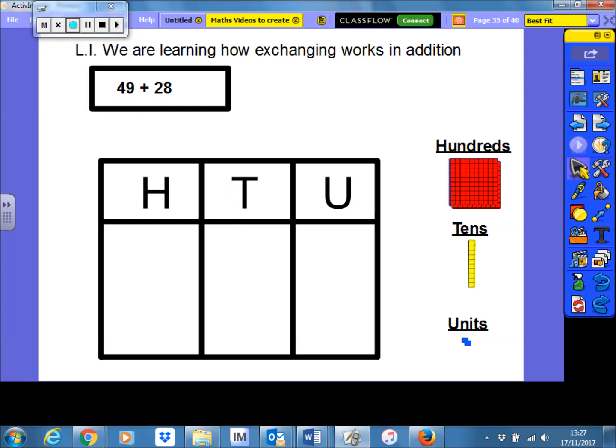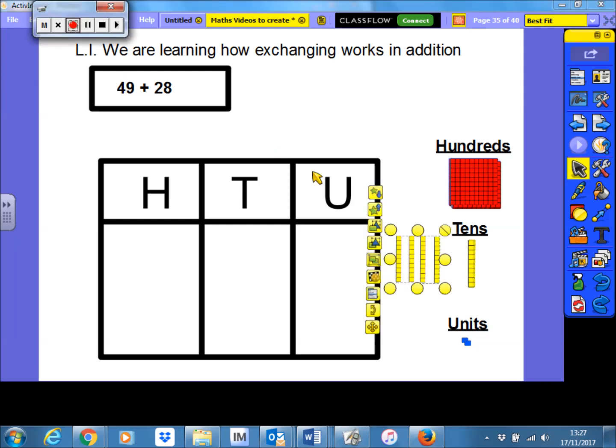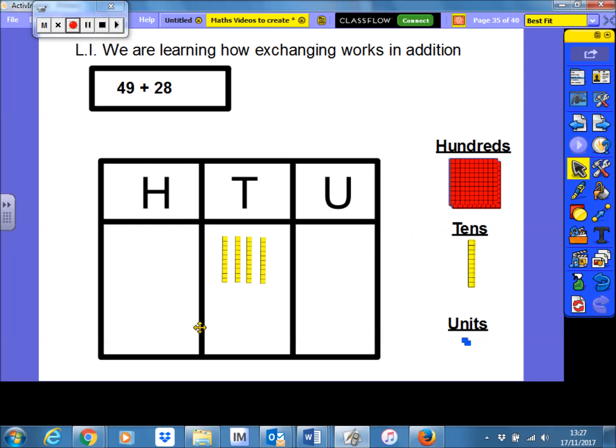49 is made up of 4 tens, which I'm going to place in the tens column here, and 9 units, which I'm going to place in the units column over here. Now, each of these columns is only big enough to hold 9 of their number, 9 of their kind. So the units column here, the maximum it can hold is 9 units. The tens column here, the maximum number of tens it can hold is 9 tens. And the hundreds column here, the most it can hold is 9 hundreds.